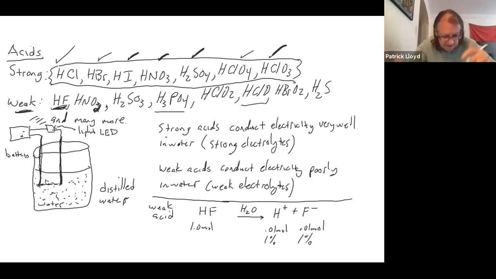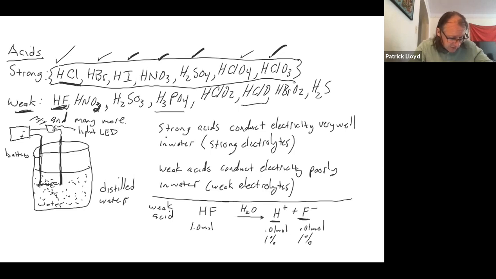So if you're only getting a small amount of these ions, what's going to happen? Well, there's only a little bit of ions in this solution to conduct electricity. There's some, but not very many. So it'll conduct just a tiny bit, and you'll get a little bit of light coming off of the light bulb. Okay. So again, generally we don't memorize the weak acids because there's so many of them, but we do memorize the strong acids because there's only 7 of them.